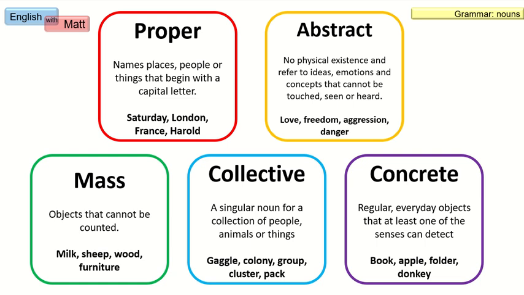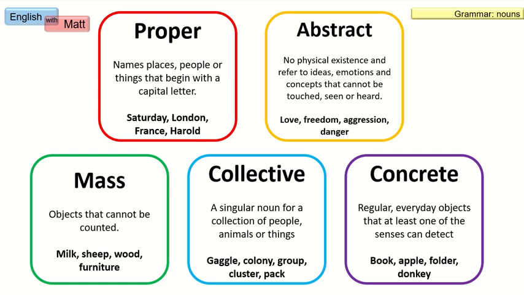So an abstract noun is something that doesn't have any physical existence, but it still does refer to ideas or emotions or concepts, which are still things. So because nouns are often to do with things, love, freedom, aggression, and danger are still things, but they have no physicality to them. For example, they cannot be touched, they cannot be seen, and they cannot be heard. But they are emotions, they're still concepts that exist.